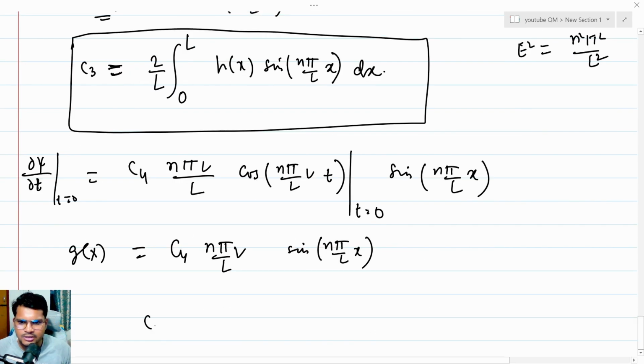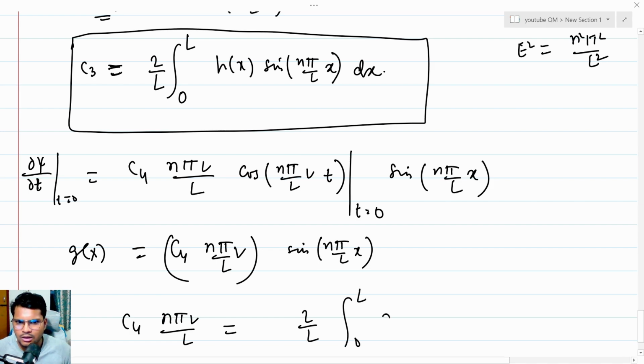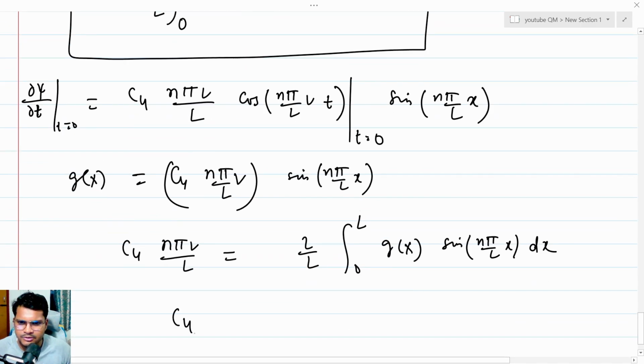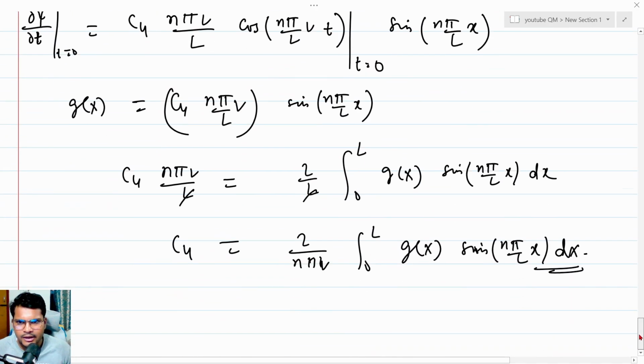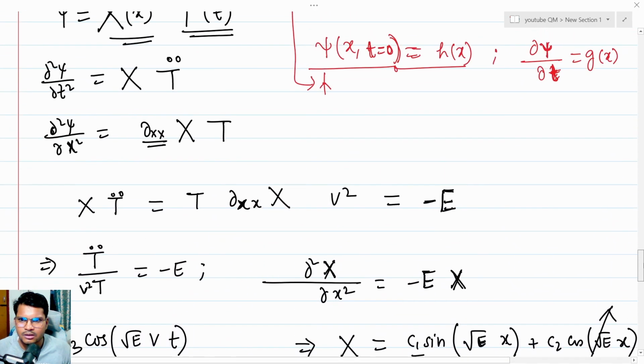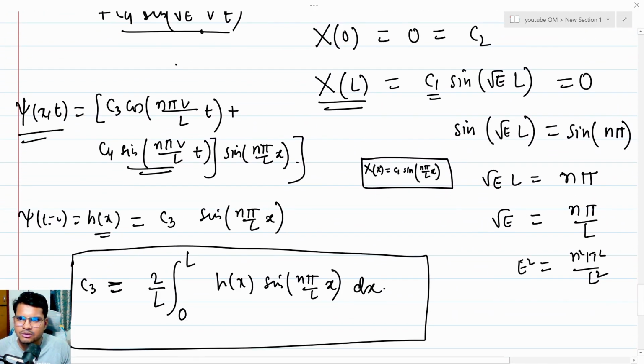Now how can we determine c4? c4 times πv over L becomes 2 by L, integral 0 to L, g of x sine nπ over L into x dx, right? Now I can simply figure it out. This one L gets cancelled out, giving 2 by nπ into v, integral 0 to L, g of x sine nπ over L x dx. But now we have calculated what c3 and c4 are. When we plug them in, I exactly know how the wave equation will look.